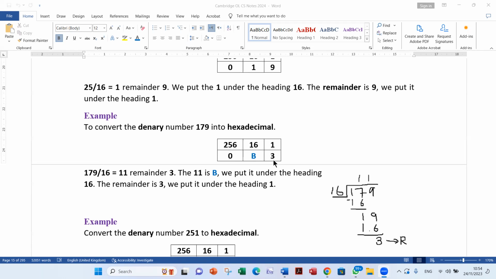So the 3 goes in here. The 11 goes as B under the column 16. And that's it. And if you do the opposite, you multiply and add, you get 179. Okay, please now do 251. We would like to convert 251 into hexadecimal. Okay, divide by 16, long division, find the quotient and the remainder.